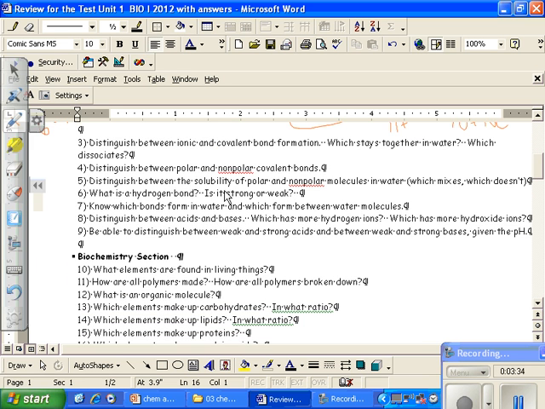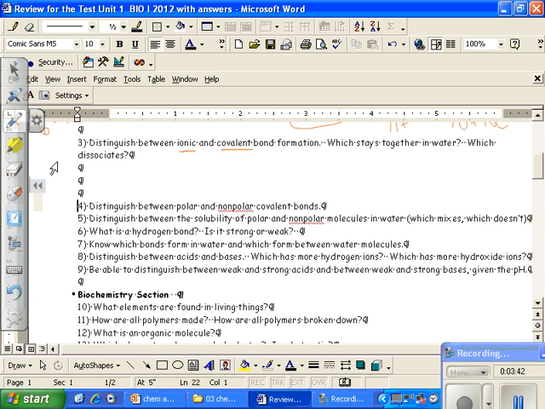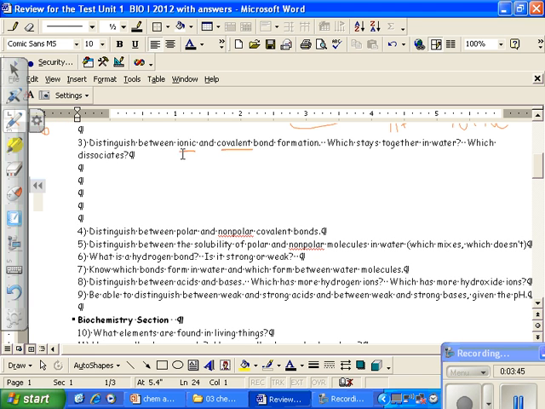Okay, so next one, number 3, distinguish between ionic and covalent bond formation, which stays together in water and which dissociates. An ionic bond is when you have two different ions that come together, a negative one and a positive one. And when they come together, that's an ionic bond. Covalent bonds happen when you share electrons. Whereas a way to say it for ionic would be that they transfer, or they give away or take up electrons. Transfer electrons. Notice we're still talking about electrons.